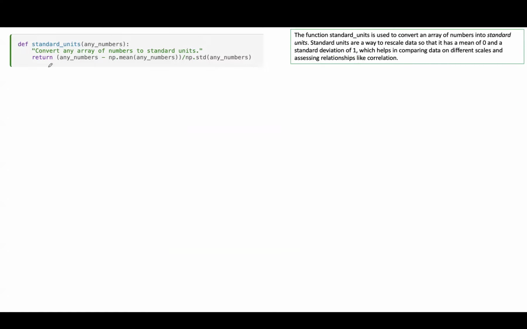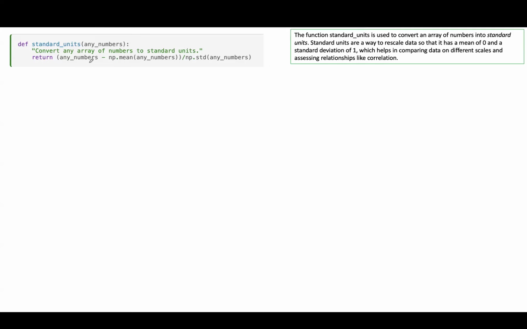Now let us define the standard units, or the z-scores. It basically converts any array of numbers to standard units. As you remember, for a z-score, you take the x value, the actual value, minus the mean, divided by the standard deviation to have a z value or a standardized value. The function standard_units is used to convert any array of numbers into a standard unit or z-score.